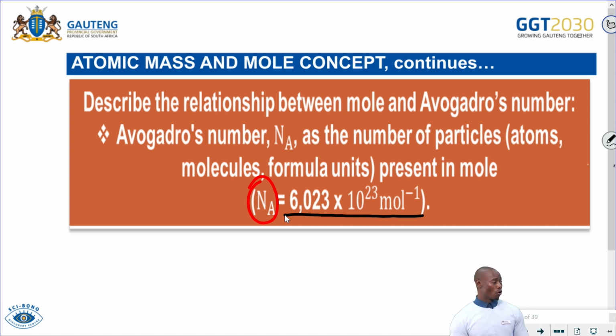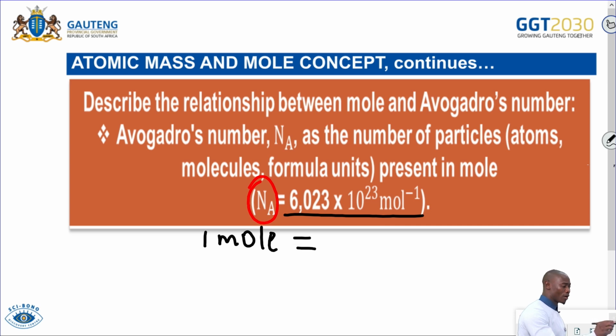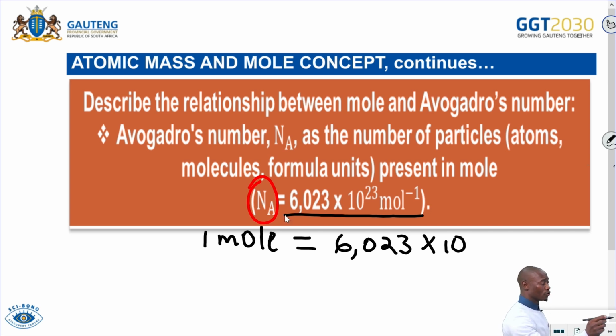And what you need to know, so here we are focusing on the relationship between the mole and Avogadro's number. So from grade 10, you already know that 1 mole of a substance is equal to Avogadro's constant or Avogadro's number, which is 6.023 times 10 to the power 23 per mole. All right. So that is the relationship between the mole and the Avogadro's number.